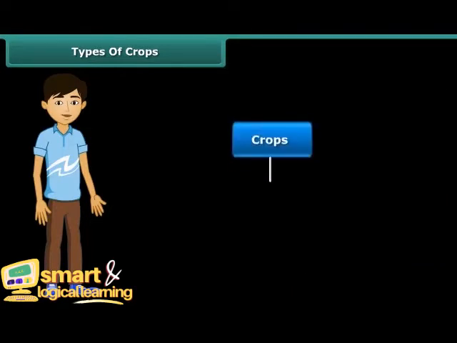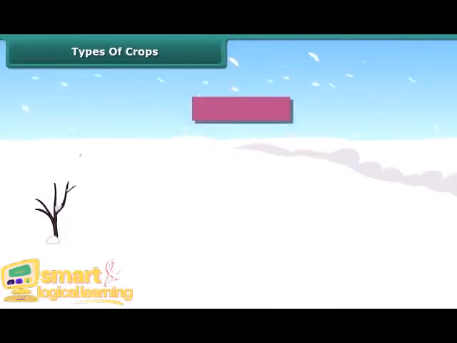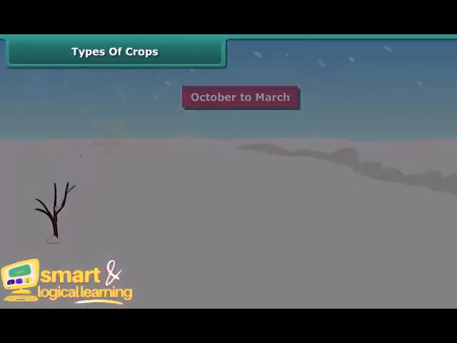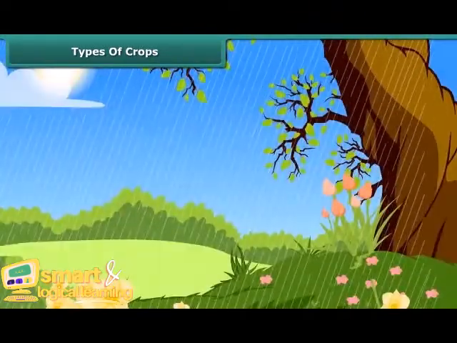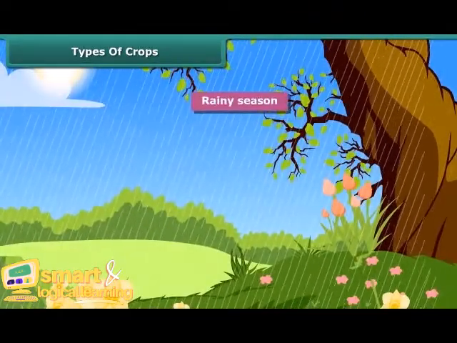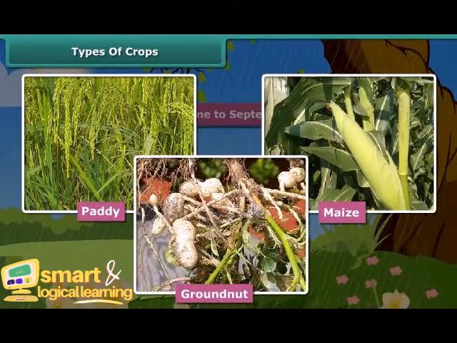In India, crops are broadly classified into two categories on the basis of the season they are grown in. That is, Rabi crops and Kharif crops. Rabi crops are usually grown in the winter season from October to March. Wheat, gram and peas are examples of Rabi crops. Kharif crops are usually sown in the rainy season, generally from June to September. Paddy, maize, groundnut, etc. are some common examples of Kharif crops. To grow crops, various activities are performed which are known as agricultural practices. Let us know them one by one in detail.